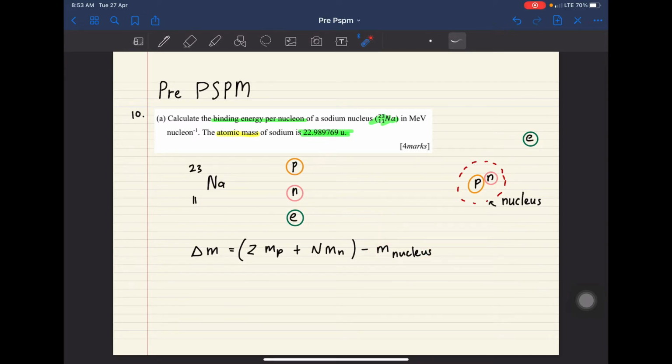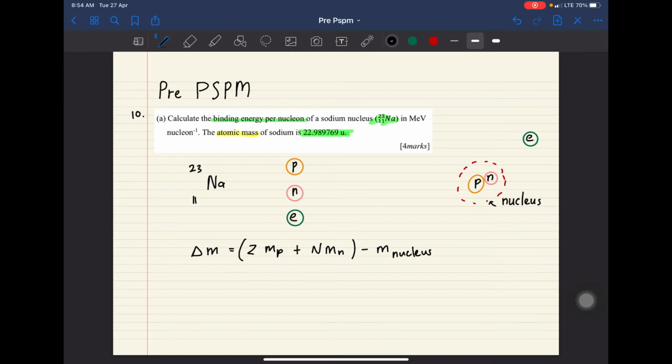Remember that this one is the atomic mass. If you are looking at the Bohr model of the atom, this is basically the atom. So the atomic mass actually consists of proton, neutron, and electron. But if you want to substitute inside this equation, you only substitute the mass of nucleus. So basically you have to minus the electron mass. Then only you can find the mass of nucleus before you substitute inside the equation.